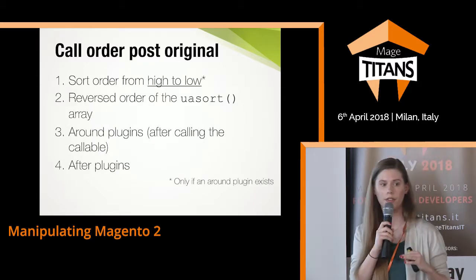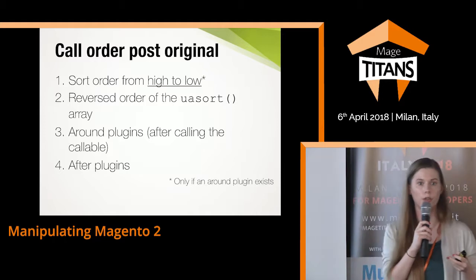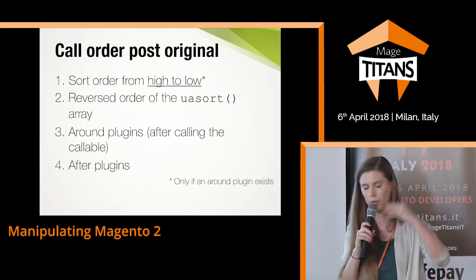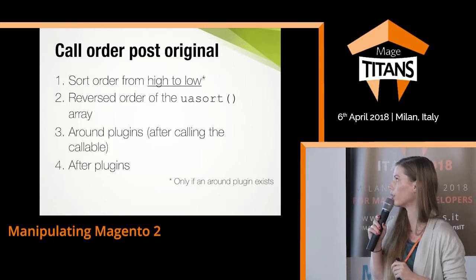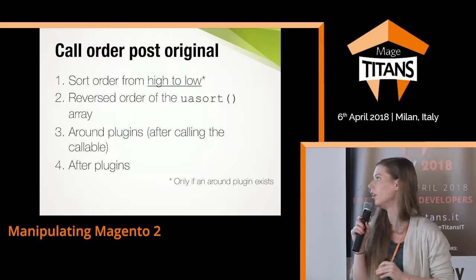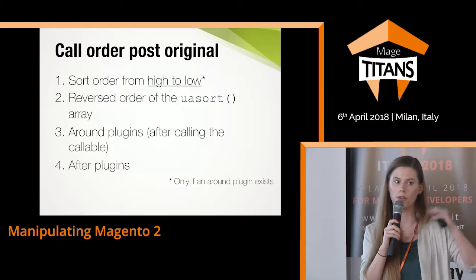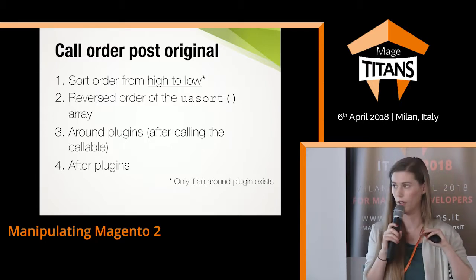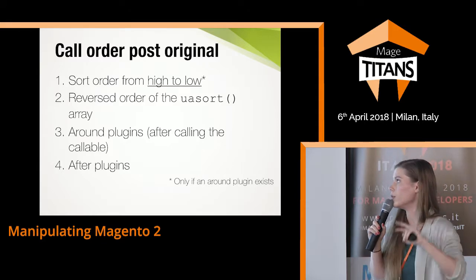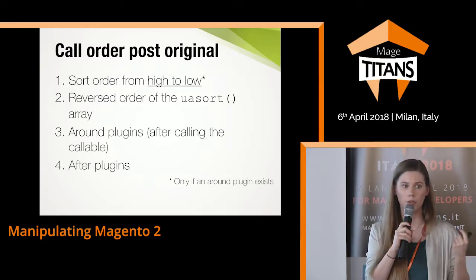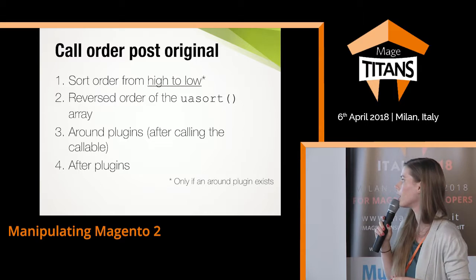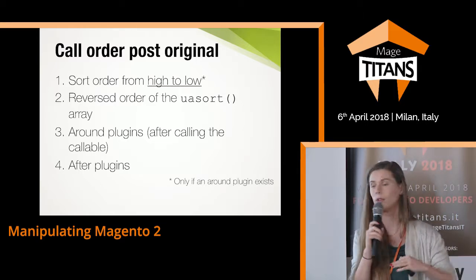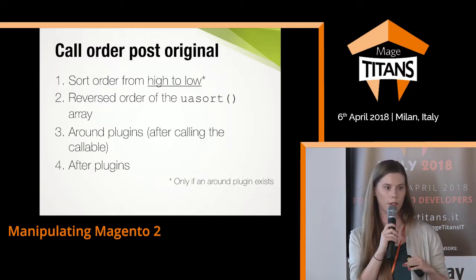After that, the original public function is called, then all remaining plugins will be ordered from high to low. So high sort order to low. Something with sort order 2 will be called before sort order 1. It will be the reversed order of that uasorted array. Next the around plugins will be called, everything after the callable. And last, the after plugins.